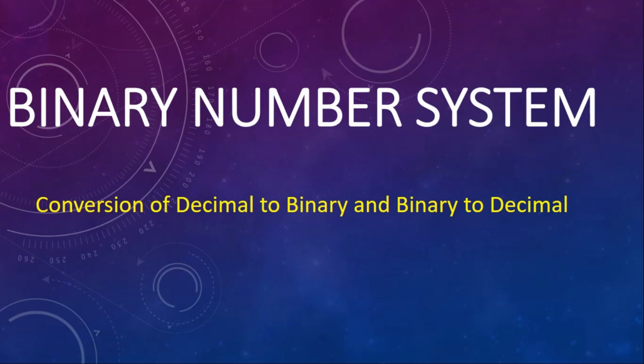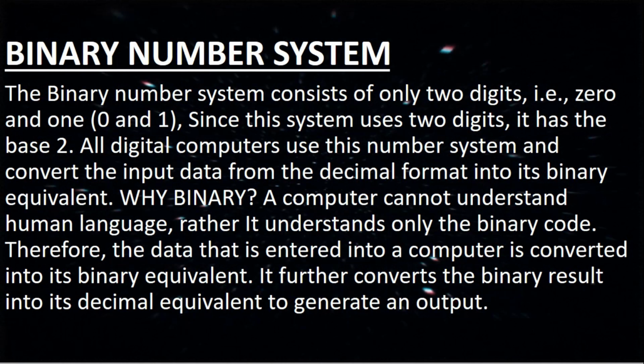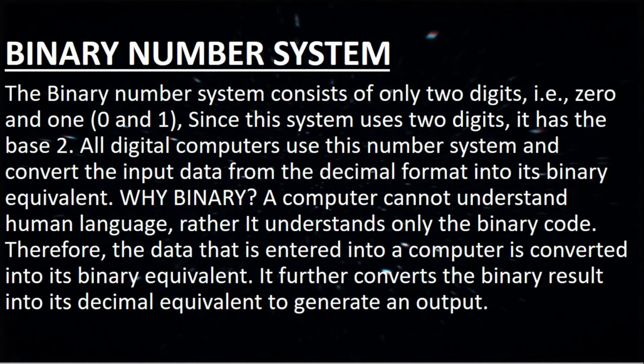Hello everyone, this is part 2 of the chapter number system, and in this video we are going to learn binary number system, conversion of decimal to binary number system and binary to decimal number system. So first of all, let us know what is binary number system. The binary number system consists of only two digits, that is 0 and 1. Since this number system uses two digits, it has base 2.